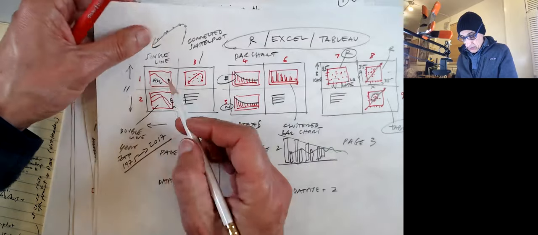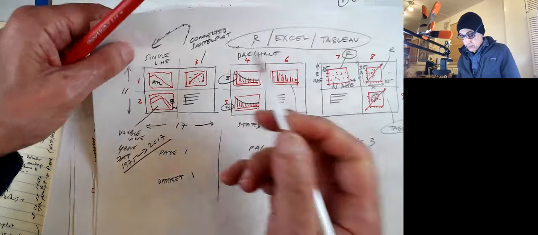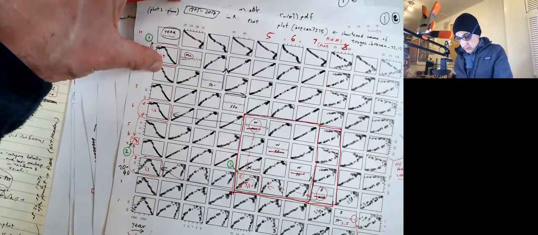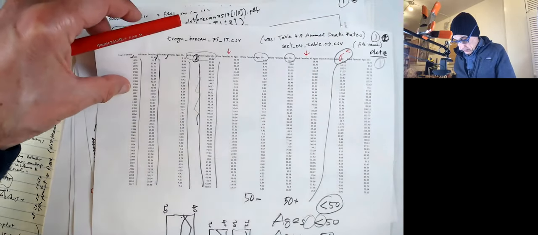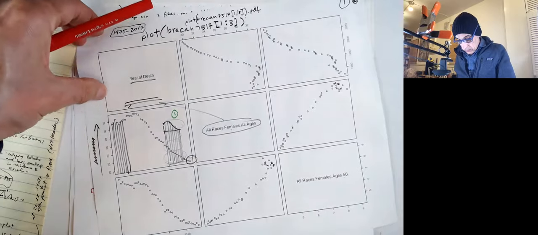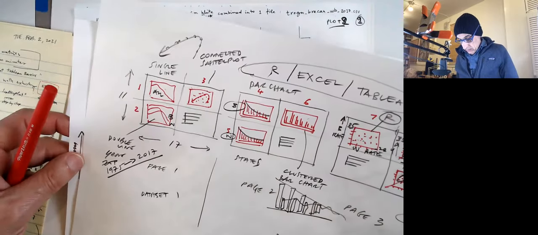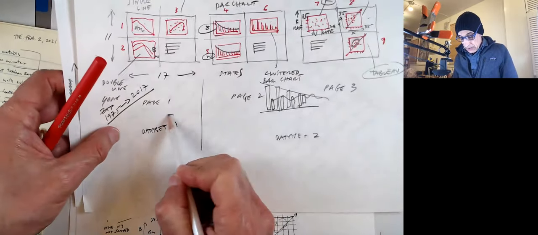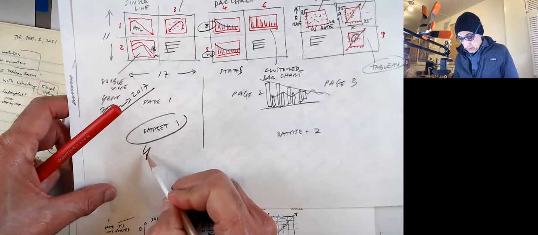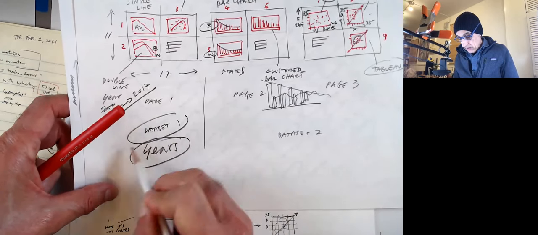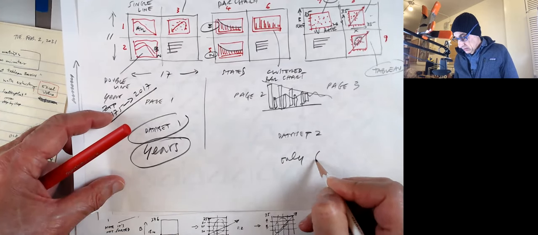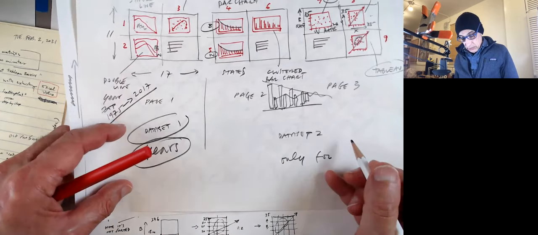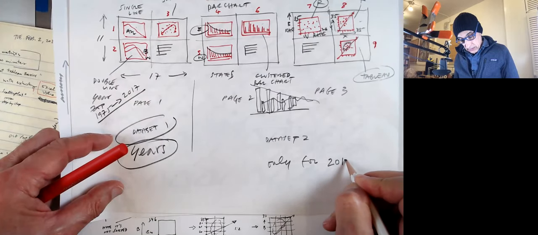which should be these three, right? One, two, and three. Let's see. Yeah, so those were from data set one, okay, which is, let's just call it the years, okay? Whereas data set two, it was only for, what was it, 2017, I think. Yeah.